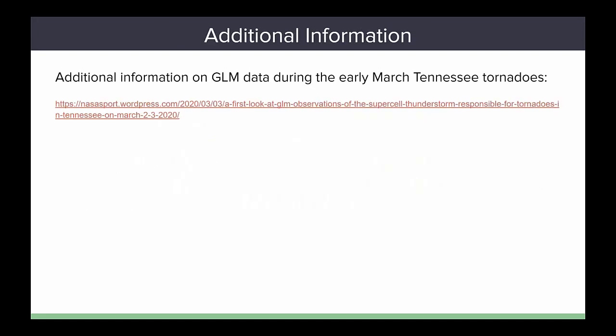So for additional information, there is a nice article on the NASA SPoRT blog about the use of GLM data during the early March Tennessee tornadoes, the EF4 that impacted the Cookeville and Nashville areas. So with that, that is all I have.